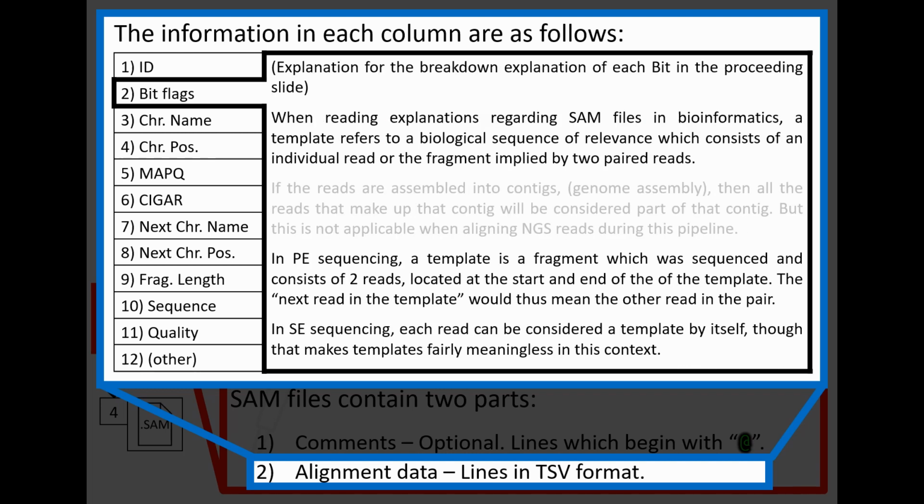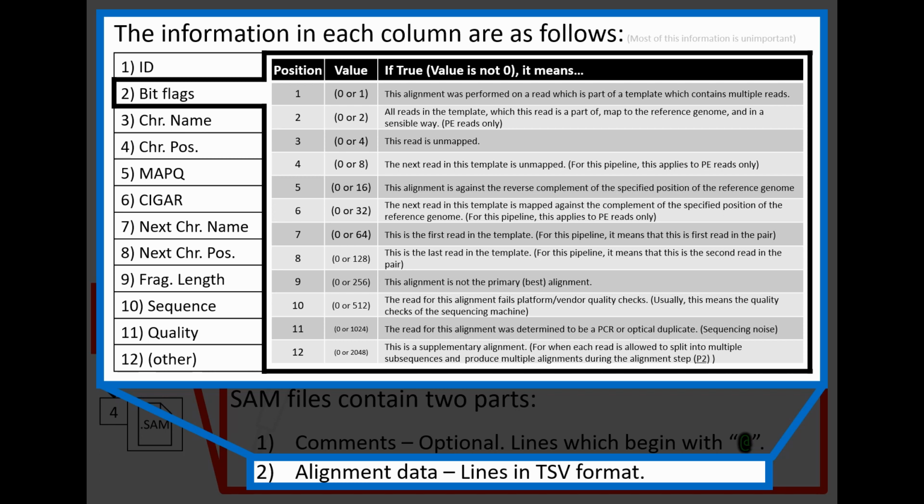Now, before I explain what each of the flags are, I will need to explain what I mean by the word template. When I talk about SAM files in bioinformatics, a template refers to a biological sequence of relevance which consists of an individual read or the fragment implied by a read pair. In paired end sequencing, a template is a fragment which was sequenced and consists of two reads, located at the start and end of the template. The next read in template would thus mean the other read in the pair. In single-end sequencing, each read can be considered a template by itself, which makes the term somewhat redundant in that context. Now, let's talk about the bit flags and what they mean if set to true.